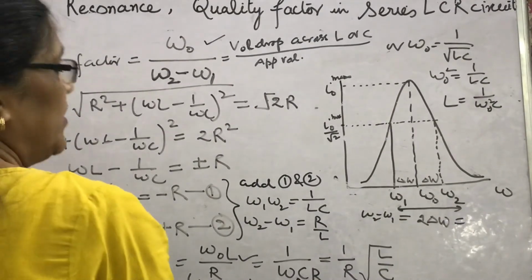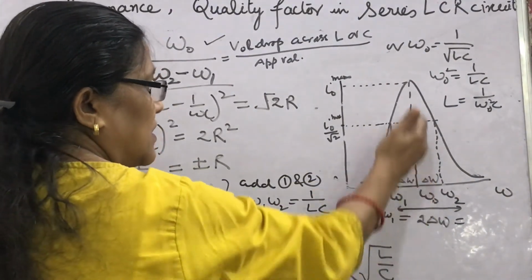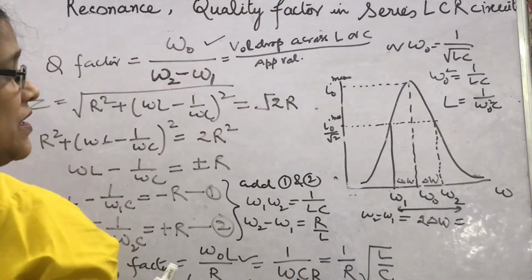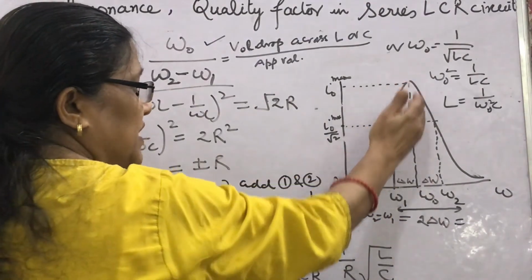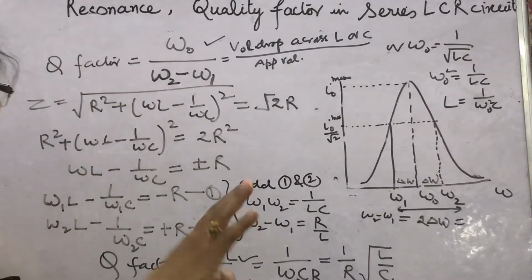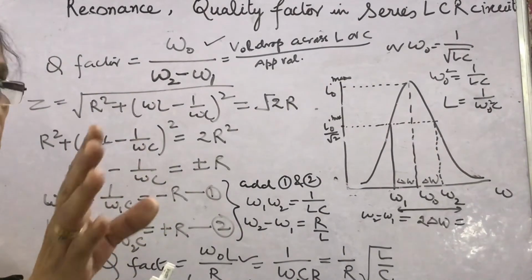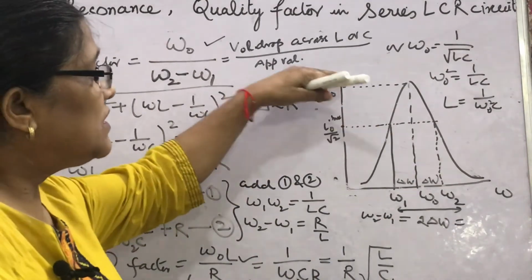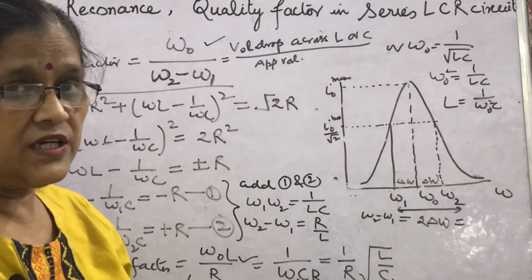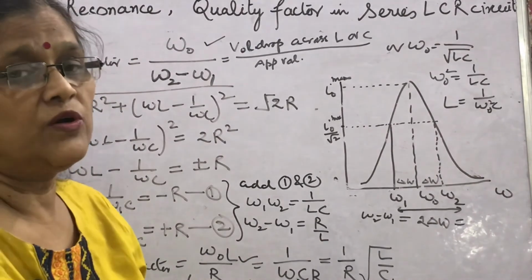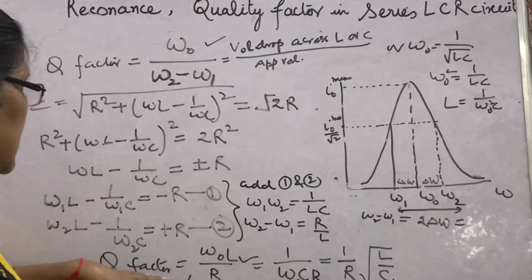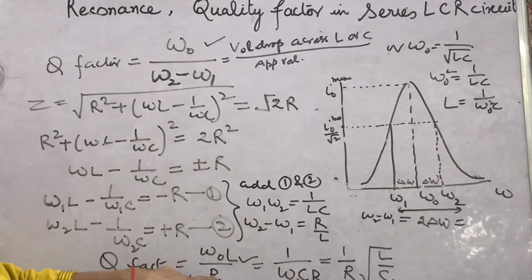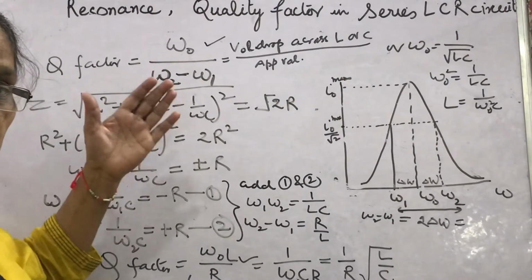Remember that the sharper the graph, the better the quality, and a sharper graph means lesser resistance. Questions are asked on that. I am reading the question: in a series LCR circuit, if the resistance is decreased, what will be the effect on quality factor? From any of the relations you can find that in all these three relations, where is R? In the denominator, so the quality factor will be more.